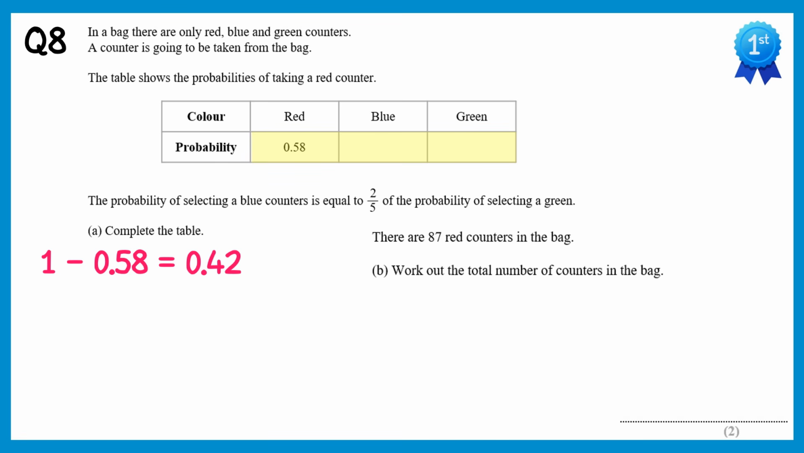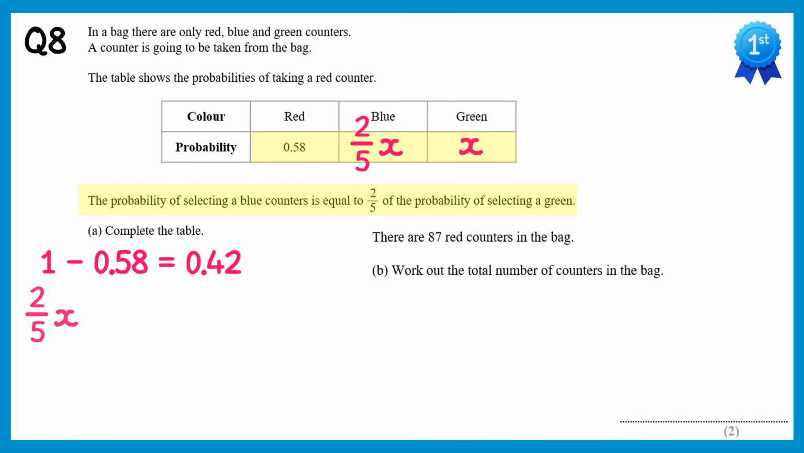Now we're told this fact in the question, the probability of selecting a blue counter is equal to 2/5 of the probability of selecting a green. So let's call the probability of selecting a green x, then the probability of a blue is 2/5 of that, so we can just write 2/5 x. We said a moment ago that both of those probabilities need to add to make 0.42.